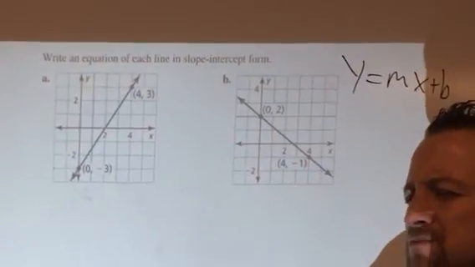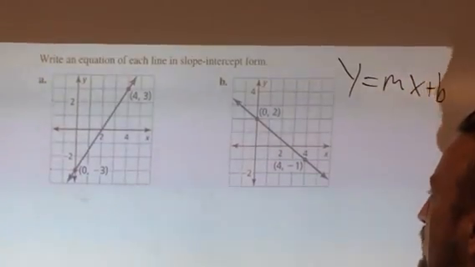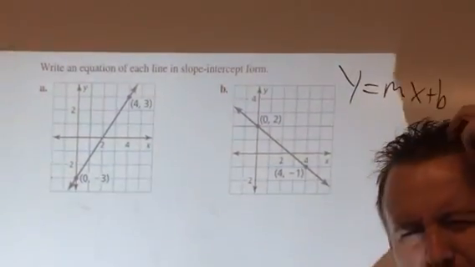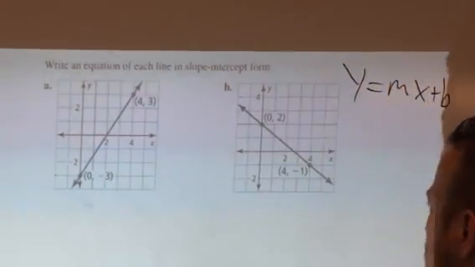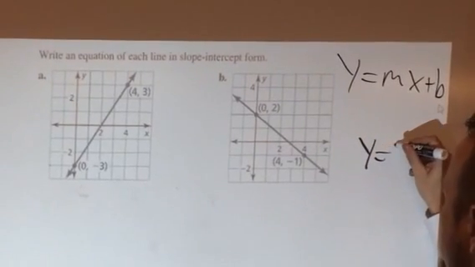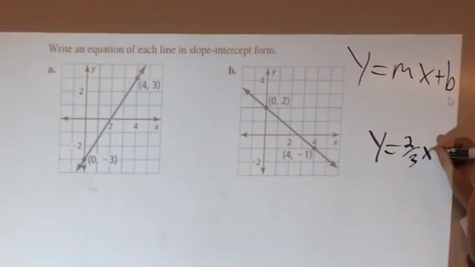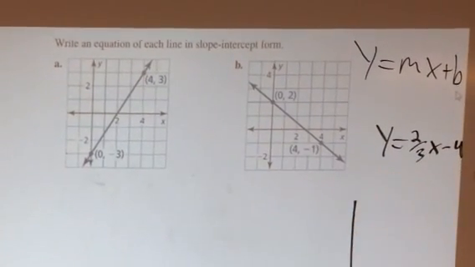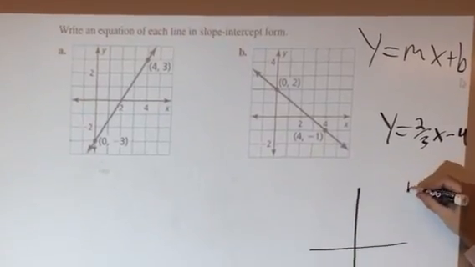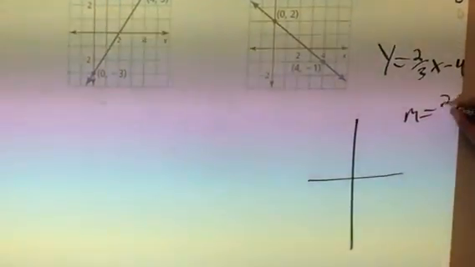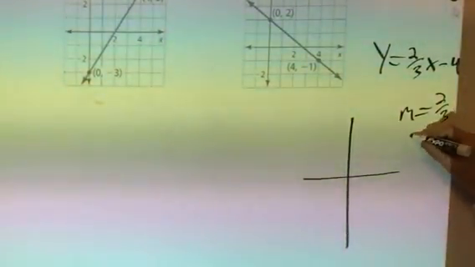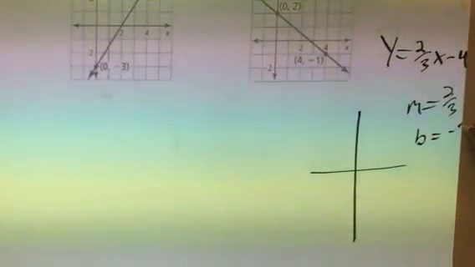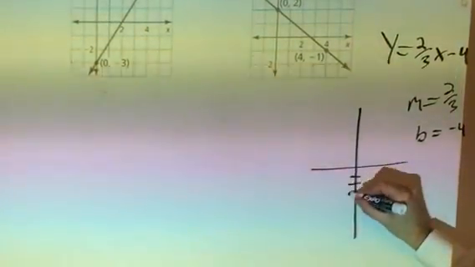Now, let's think about this. Before, we were given a problem, and then we were asked to graph it. In other words, we were given something like this: y equals 2 over 3x minus 4. We found the m, the slope, which was 2 over 3, and then we found the b, or the y-intercept, which was negative 4, and we'd simply graph it.